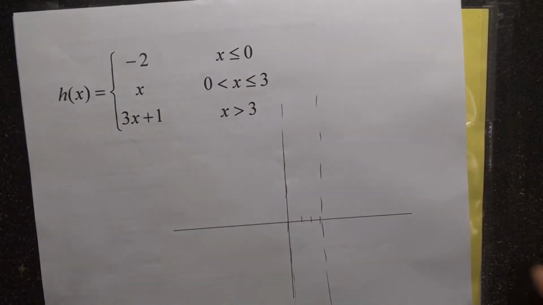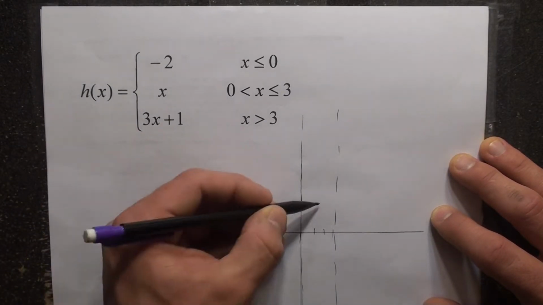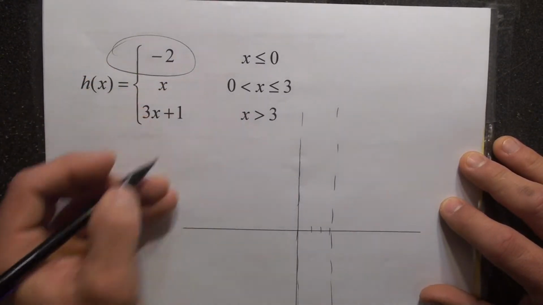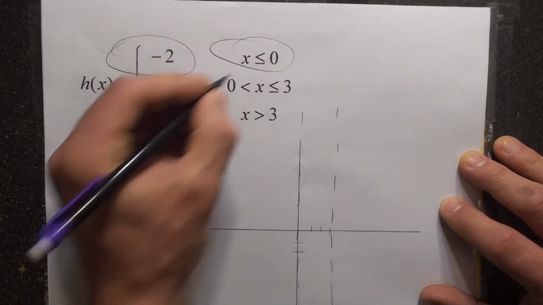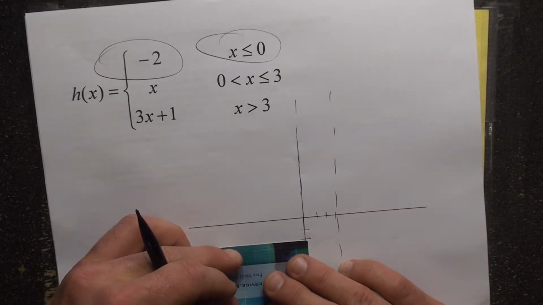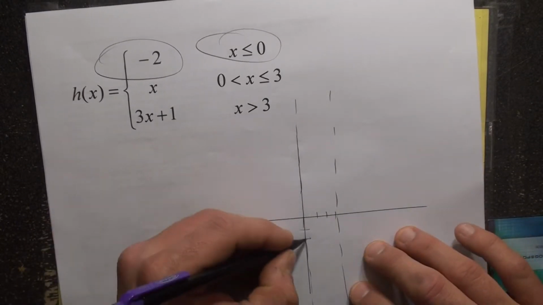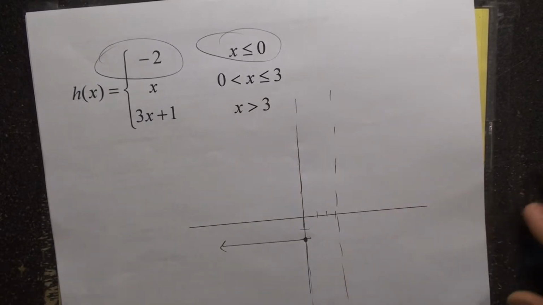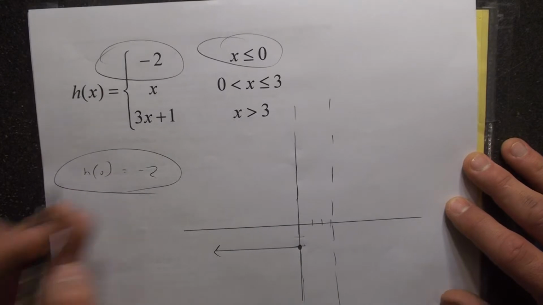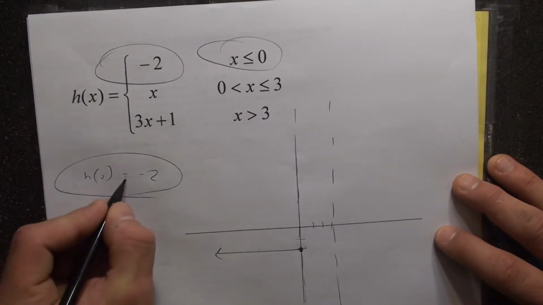So what's going to happen is we're going to have 3 parts. We're going to have stuff going on over here, here, and there. There are your 3 different places. Well, negative 2, that's just a height of negative 2 whenever we're less than or equal to 0. So we're going to have this boring horizontal 0 slope line going this way. And this is actually going to be a closed circle at that position, because h of 0 is definitely negative 2, since we have the equal sign with the 0. All right.